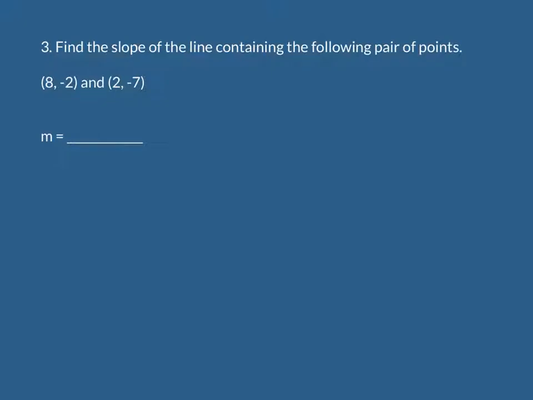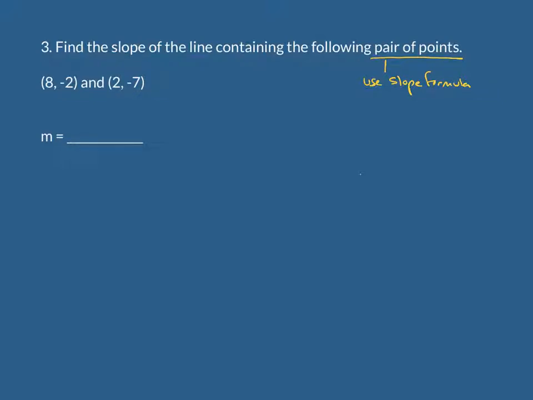The third and last example, find the slope of the line containing the following pair of points. Anytime you're given an equation, you can figure out the slope just by getting y by itself. But in this case, we're given 2 points, so the process is just a little bit different. If you're given a pair of points, we're going to use the slope formula.